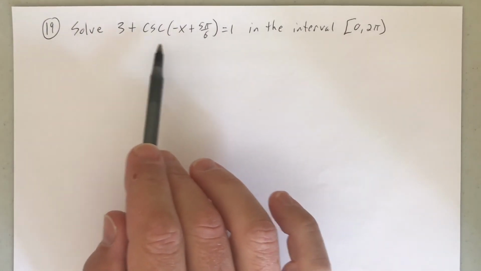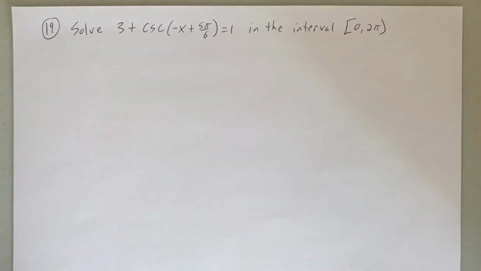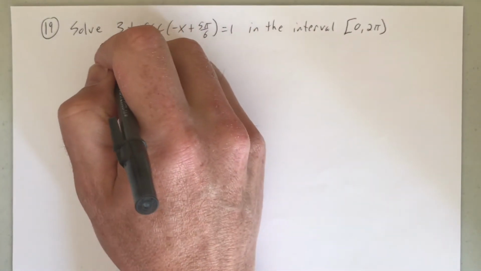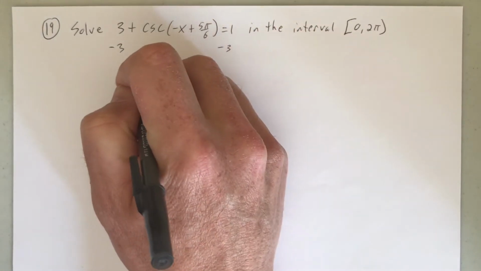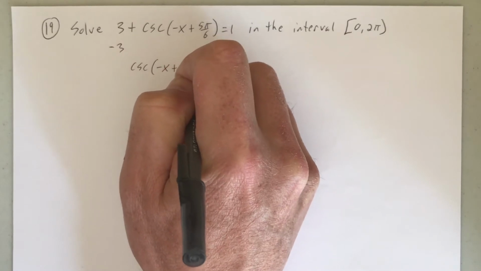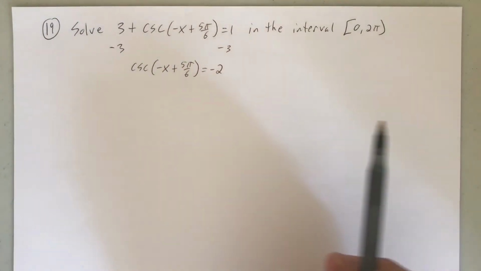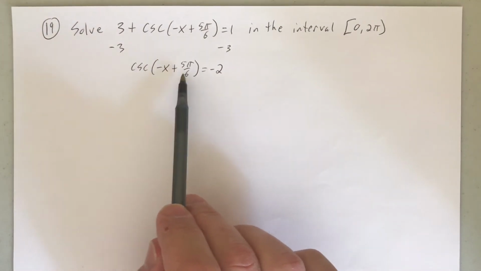Well, if we want to go ahead and solve this, we basically want to get the cosecant by itself. So I'm going to go ahead and subtract 3 from both sides. So I get cosecant of negative x plus 5 pi over 6 is equal to negative 2. Now remember what we did before. So we're going to have this shift in here.